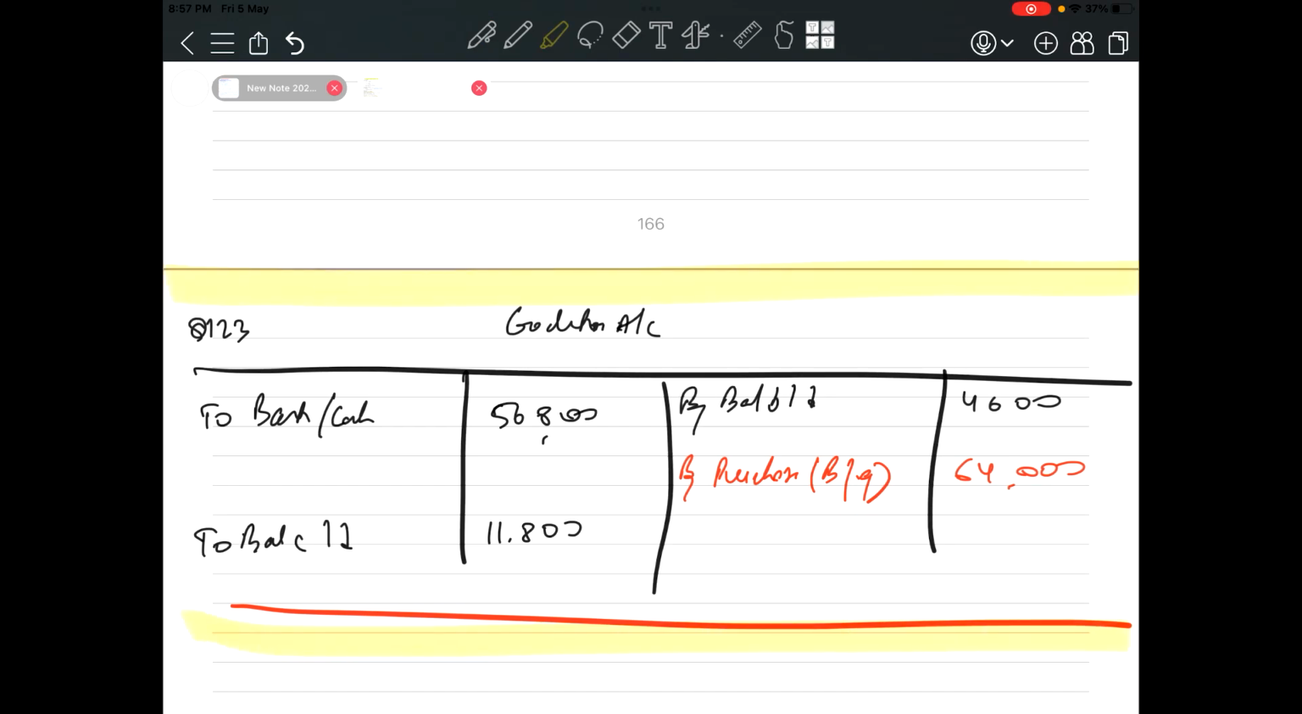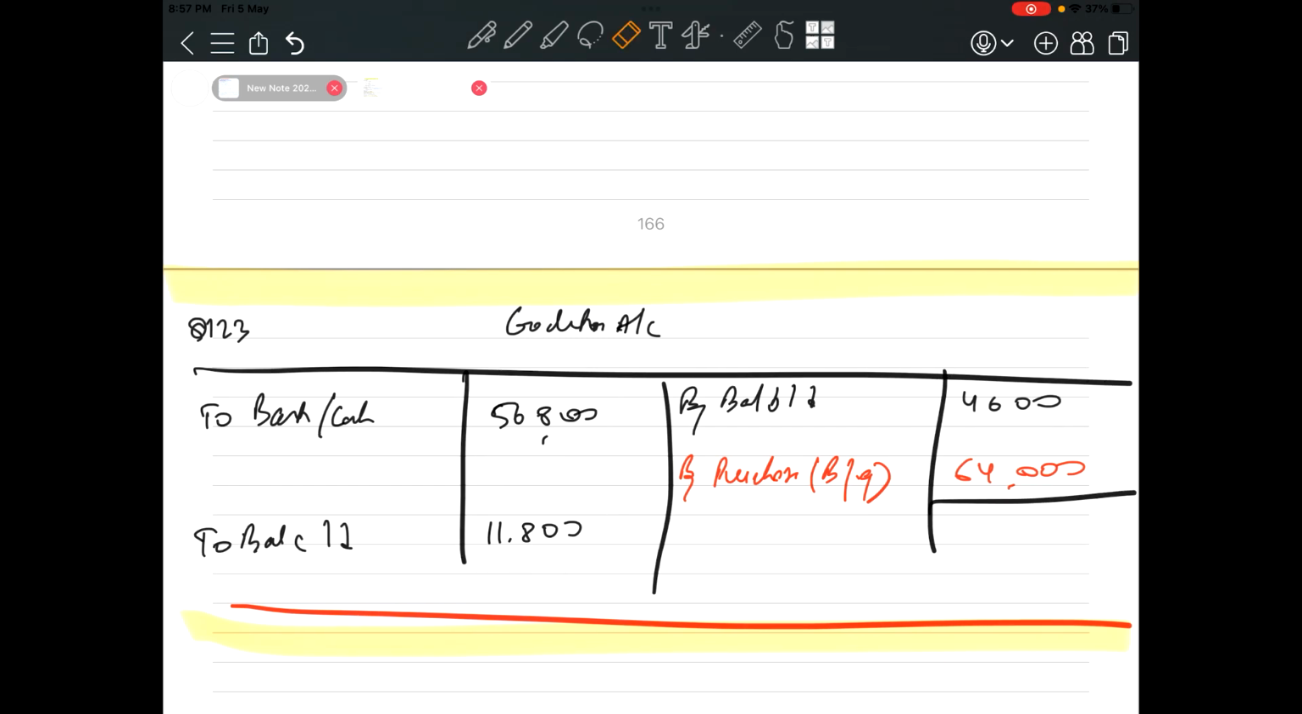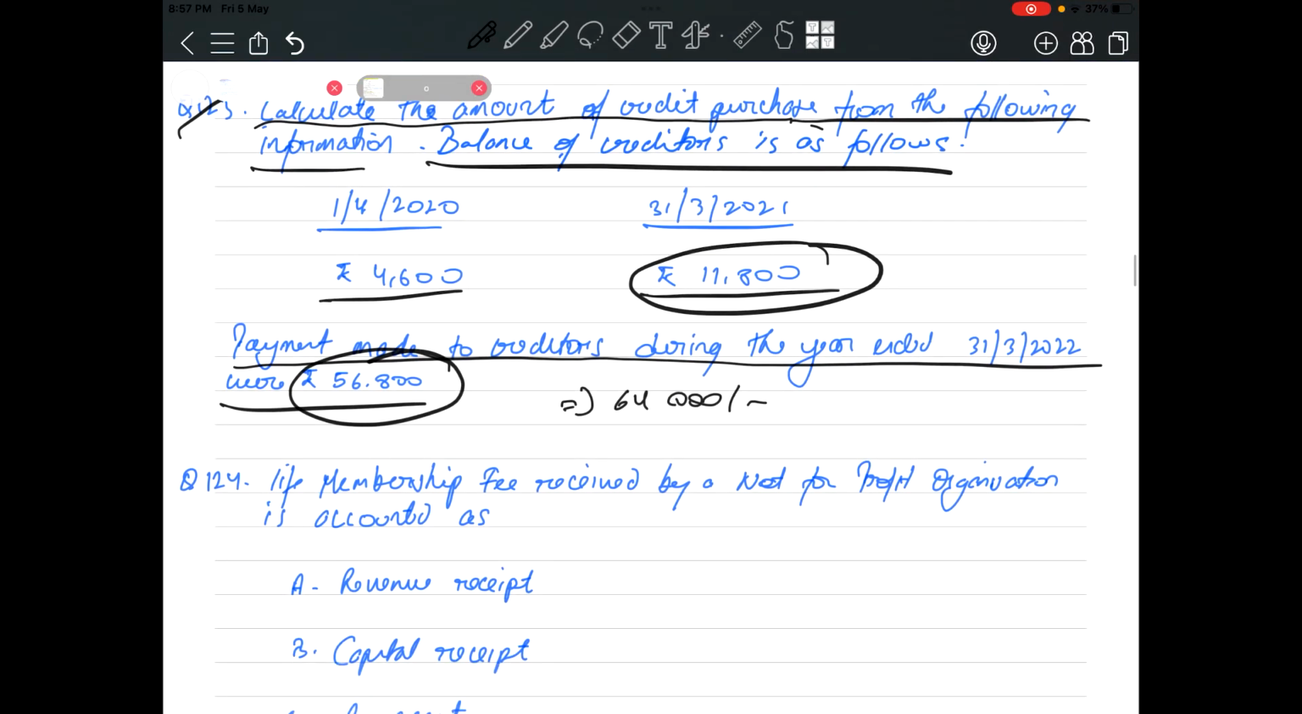If you have a picture in your mind of how you prepare the creditors account, you can simply answer it. You will simply add the closing balance and the payment made, and subtract the opening balance, and you will get the purchase amount. It will not take time. You will hardly need 30 or 40 seconds to prepare this account. So we are done with 123.